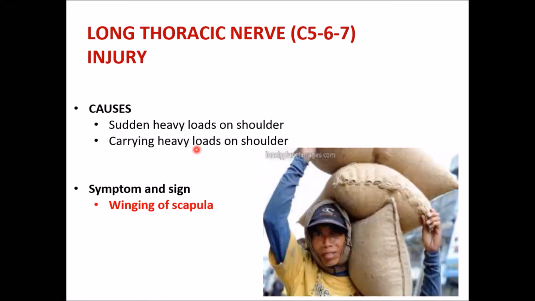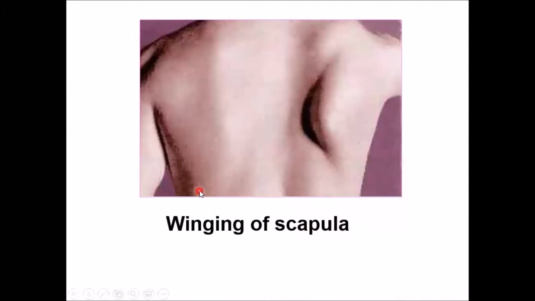First of all, a very important nerve, the long thoracic nerve. Root value is C5, C6, C7, and injury of this nerve is caused by sudden heavy loads on the shoulder, or it can be appreciated in people who have a profession where they carry heavy loads on their shoulders, as you can see in this diagram. Injury of this long thoracic nerve can cause winging of scapula. This is the winging of scapula sign.